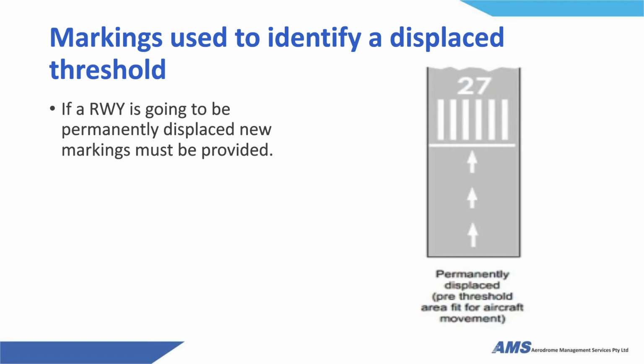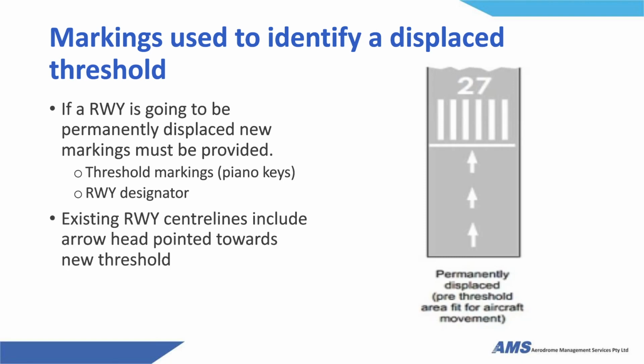So if a runway is going to be permanently displaced, then new markings must be provided. We have to repaint the threshold markings or the piano keys. We have to reinstate the runway designator, and existing runway centre lines could include an arrowhead pointed towards the new threshold. Refer to MOS 139 Chapter 8 Division 3 8.26 for markings used to identify a permanently displaced threshold.